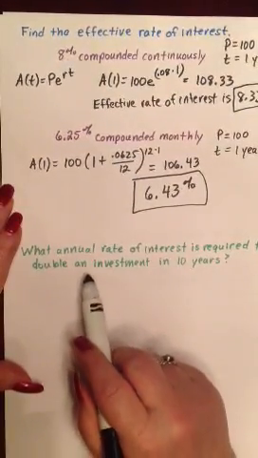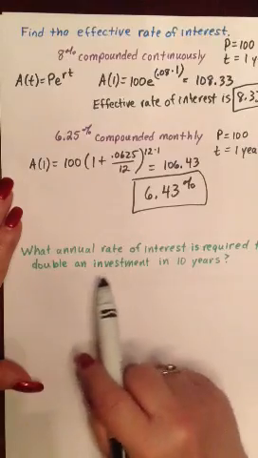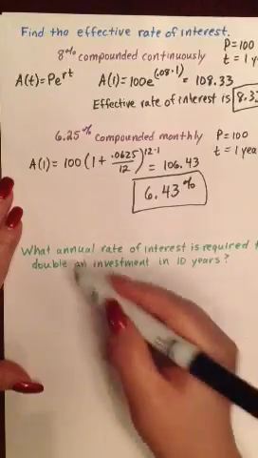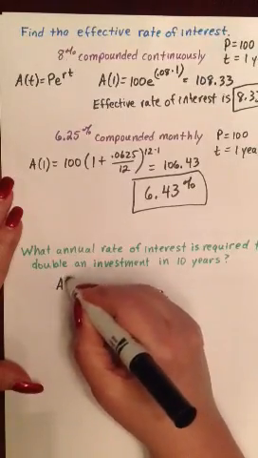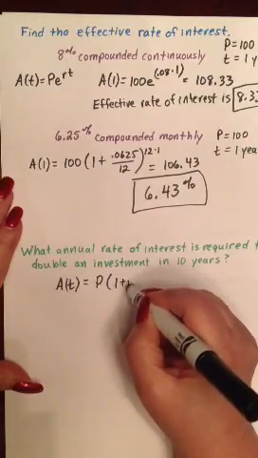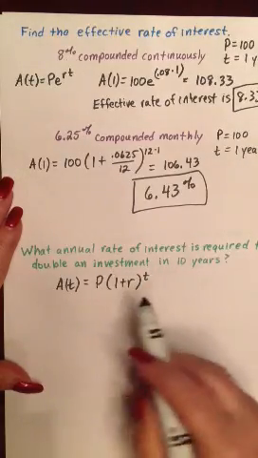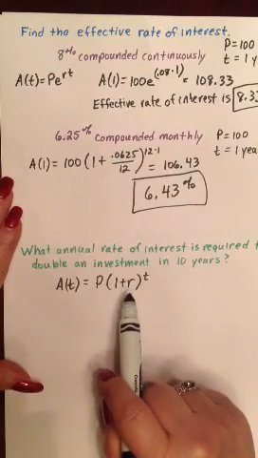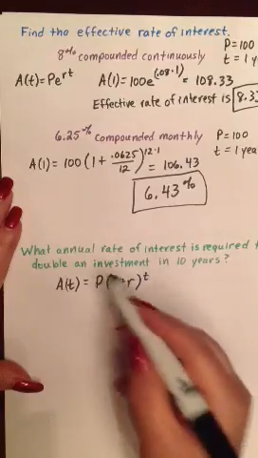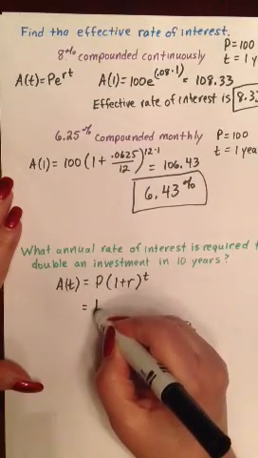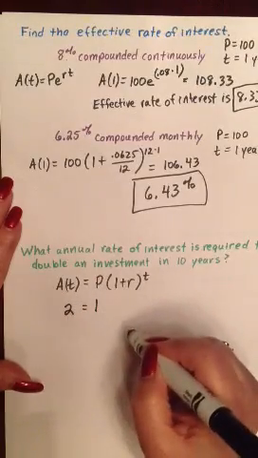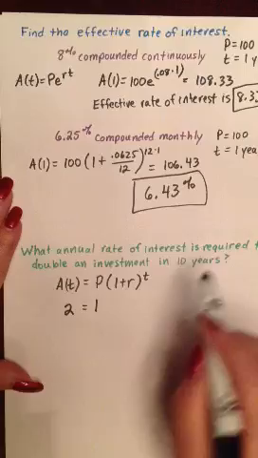Now it says, what annual rate of interest is required to double an investment in 10 years? Did they mention compounding? No. So they just mean just basic simple interest. So the amount after time is equal to principal times 1 plus R to the T power. So it says, what annual rate of interest, so I'm trying to find R, is required to double an investment in 10 years? That means that if my principal was 1, after 10 years, it's going to be 2.